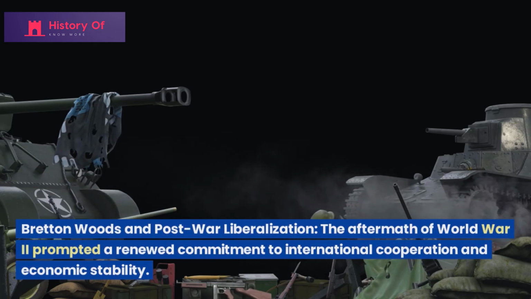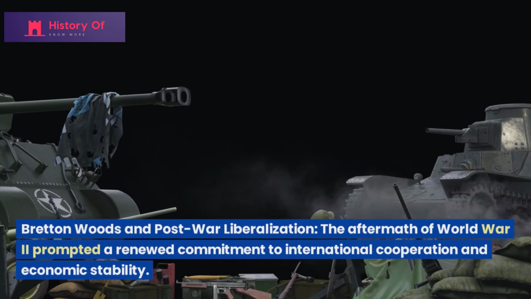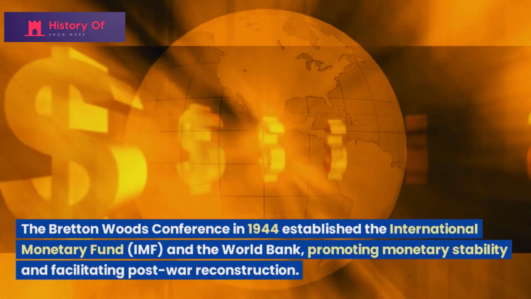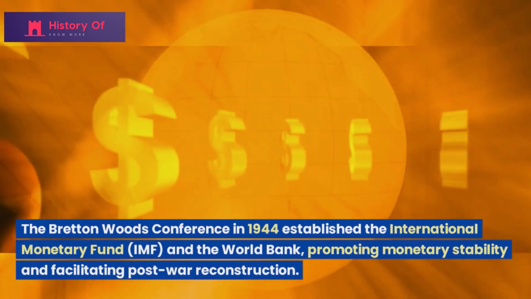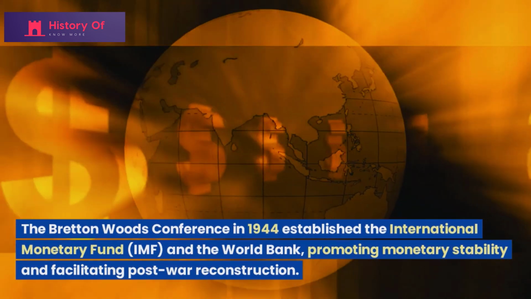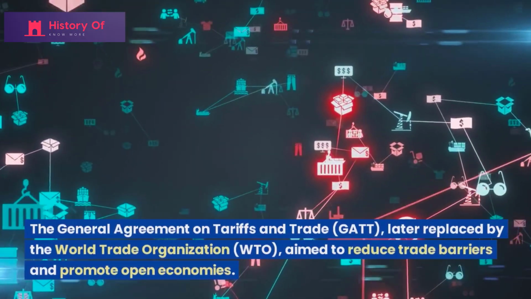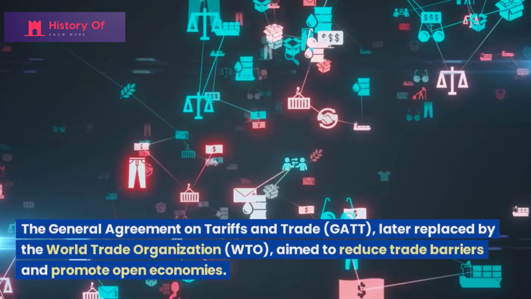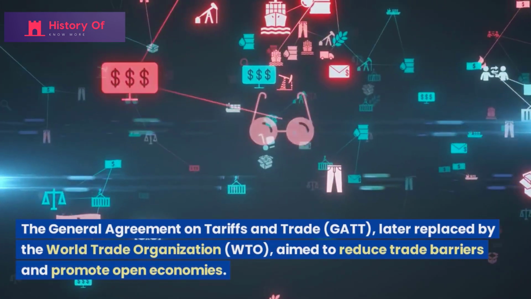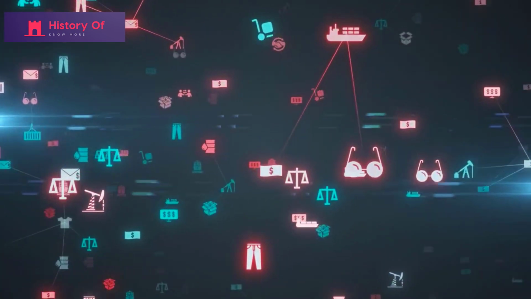Bretton Woods and post-war liberalization. The aftermath of World War II prompted a renewed commitment to international cooperation and economic stability. The Bretton Woods Conference in 1944 established the International Monetary Fund, IMF, and the World Bank, promoting monetary stability and facilitating post-war reconstruction. The General Agreement on Tariffs and Trade, GATT, later replaced by the World Trade Organization, WTO, aimed to reduce trade barriers and promote open economies.